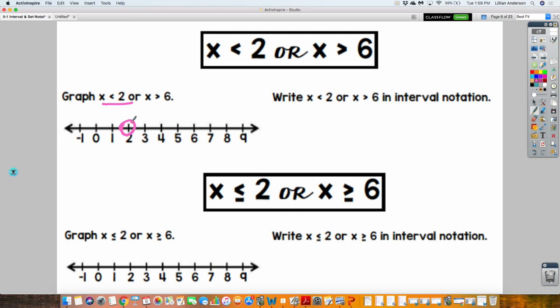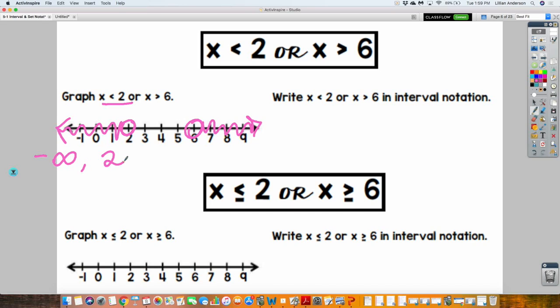So, open circle around 2. Which way did you shade? Left. And then open circle around 6. Which way did you shade? Right. Okay. So in situations like this, you're going to have 2 intervals. Clearly, you got one that's less than 2, one that's greater than 6. So to represent this part, what's going to go here?